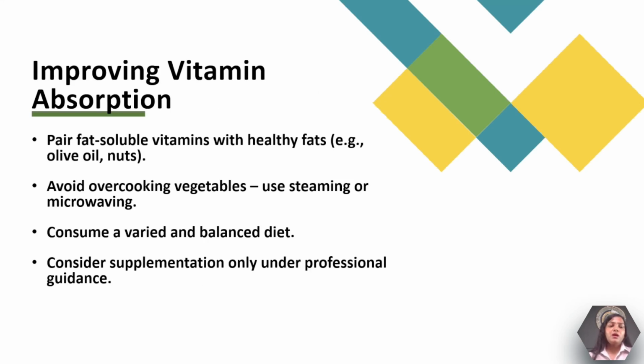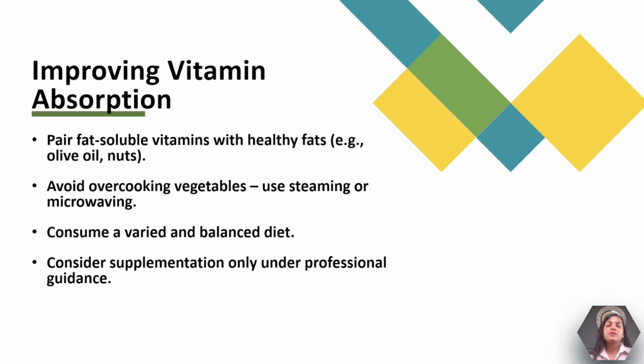Now, improving vitamin absorption. As I also discussed, different cooking methods can be included in food preparation so that they can help sustain the percentage of vitamins present in different foods. And pair fat soluble vitamins with healthy fats. For example, olive oil and nuts can be taken for the fat soluble vitamins.